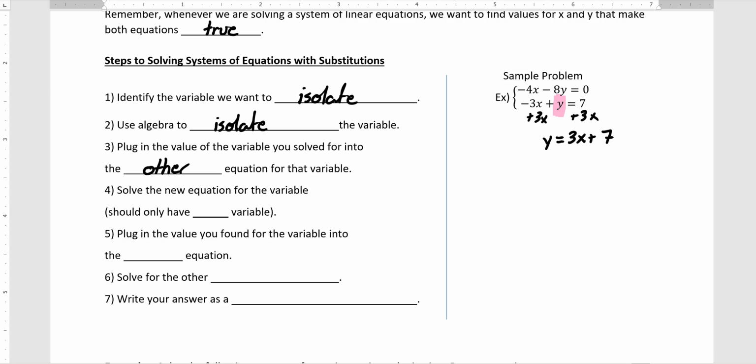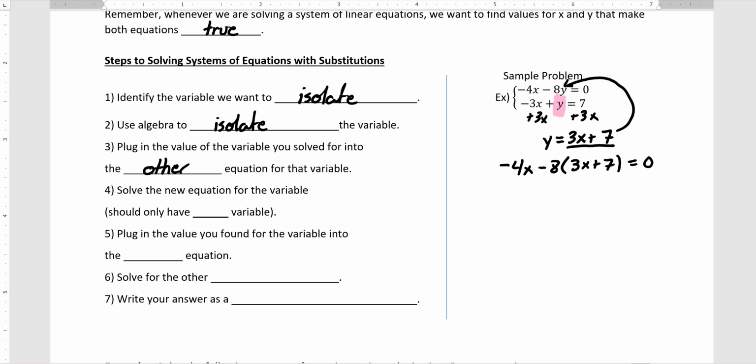So what I'm doing here, I'm going to take 3x plus 7, I'm going to plug it in for this y here, right? Because y equals 3x plus 7, I got that from my bottom equation, so I'm going to put that into my top equation. Alright, so when I do that, I'm going to now have negative 4x minus 8 times, and instead of y, I now know that y equals 3x plus 7. And I'll say that equals 0.